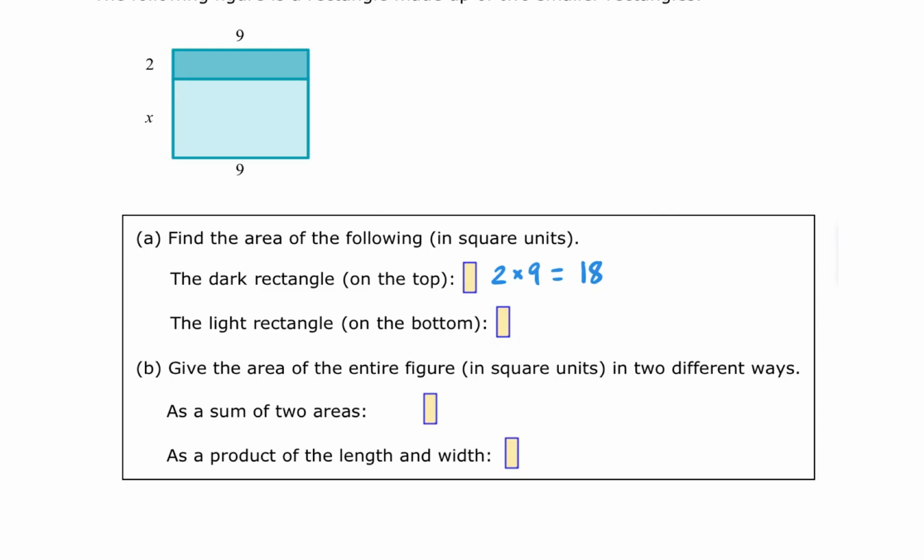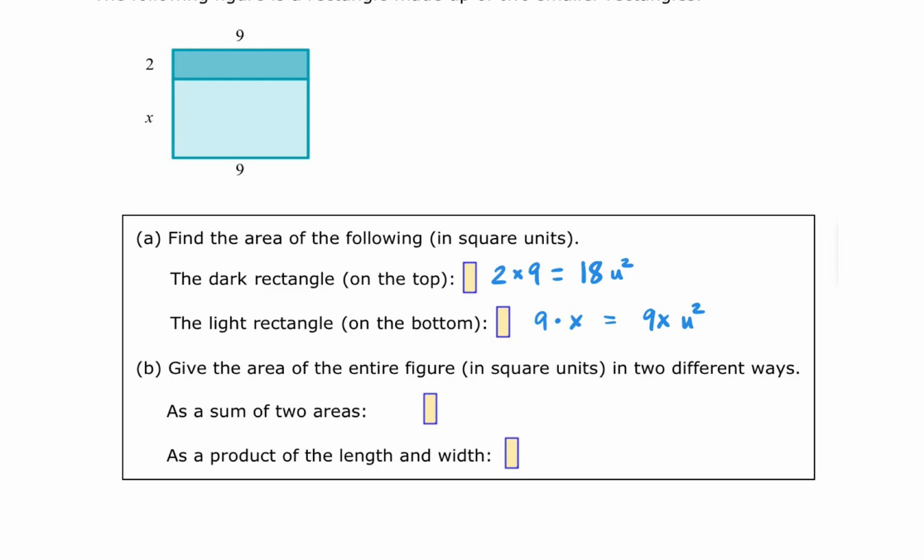We don't know what its units are. It just says square units, so I'm just going to call that U squared, square units. The light rectangle on the bottom is a 9 by x, so it is 9 by x, or 9x square units.